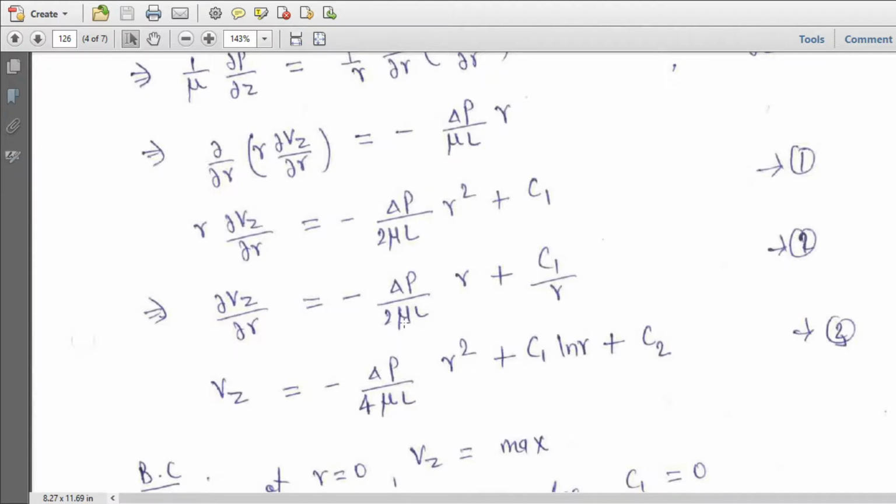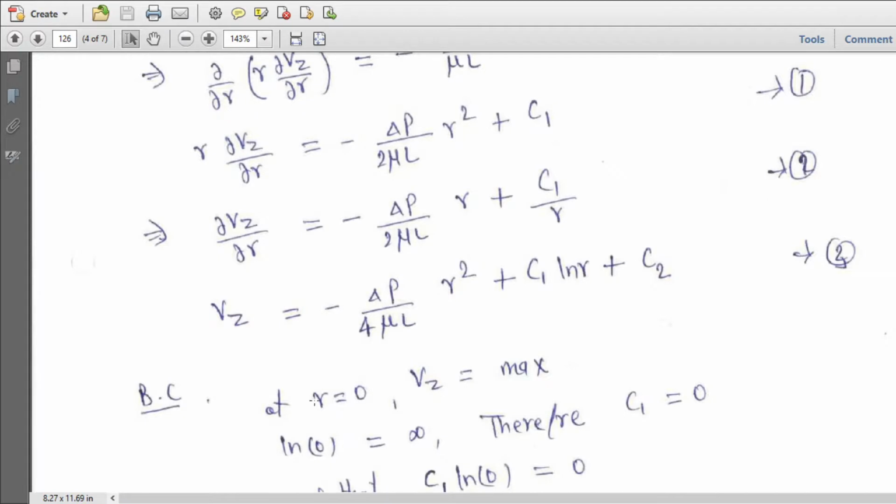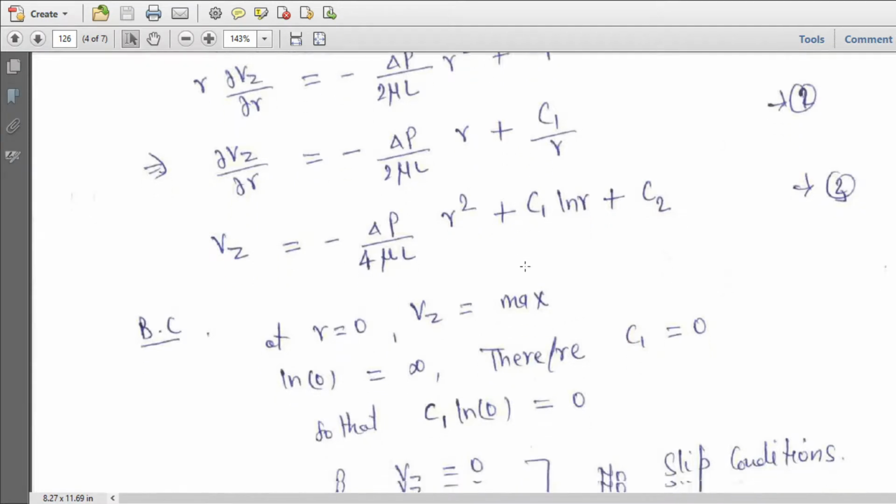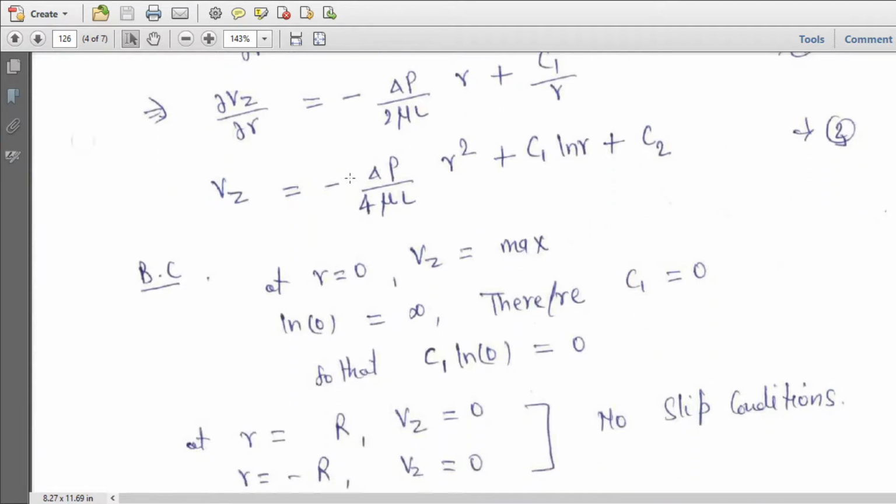This is equation number 3. Now we have boundary conditions. At r equal to 0, velocity is maximum at the center line. But this term is becoming infinite. So to make it finite, we are forcing that C1 must be equal to 0. So this first constant is 0. So your Vz expression is minus delta P by 4 mu L r square plus C2.